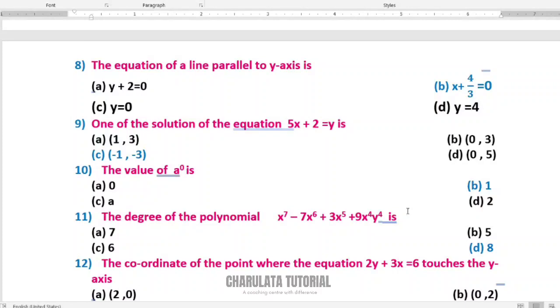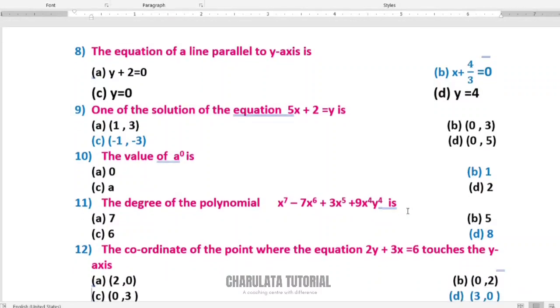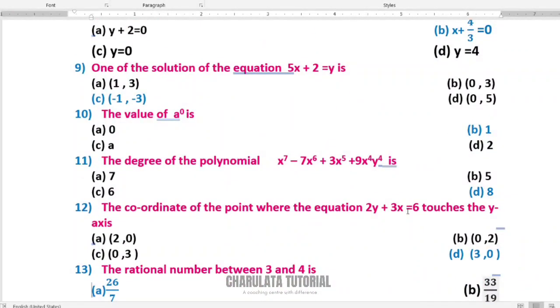The coordinate of the point where the equation 2y + 3x = 6 touches the y-axis is... it touches the y-axis means x = 0. Since the equation touches the y-axis, the value of x is 0, our correct option is (0, 3).